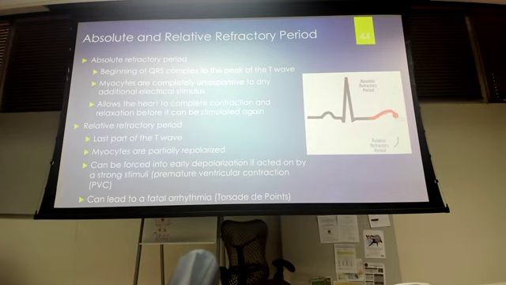It ends at that period where we start to go down with our T wave. So on the upslope is the absolute refractory period. It doesn't matter what type of insult occurs to the heart, it's depolarizing and repolarizing, and you can't cause another depolarization to occur.